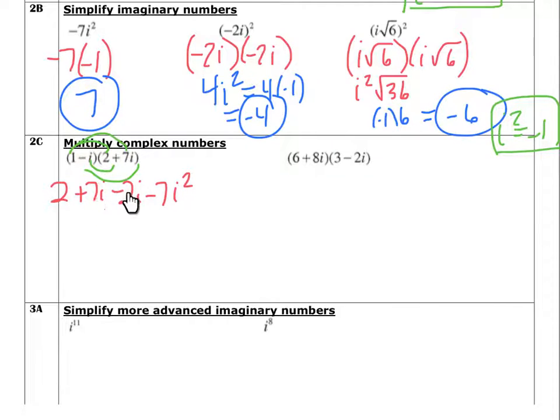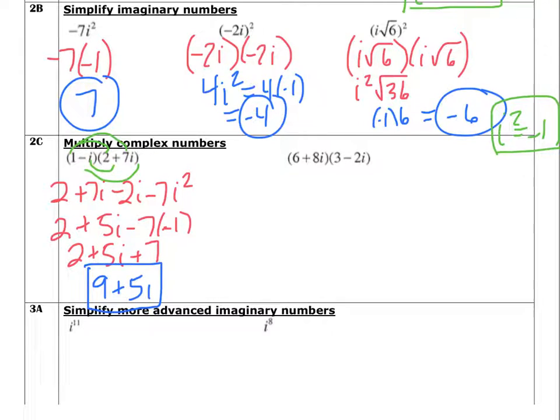Now I have two like terms that can be combined together, so plus 7i minus 2i will give us the 5i. So let's write 2 plus 5i minus 7. Be careful, i squared is negative 1. So when I simplify, this is now 2 plus 5i. This is a negative 7 times a negative 1 becomes positive 7. Now I'm not done. Remember, complex numbers is one real and one imaginary. I have to combine the two real numbers together. So 2 plus 7 is going to be 9. So the answer here is 9 plus 5i.